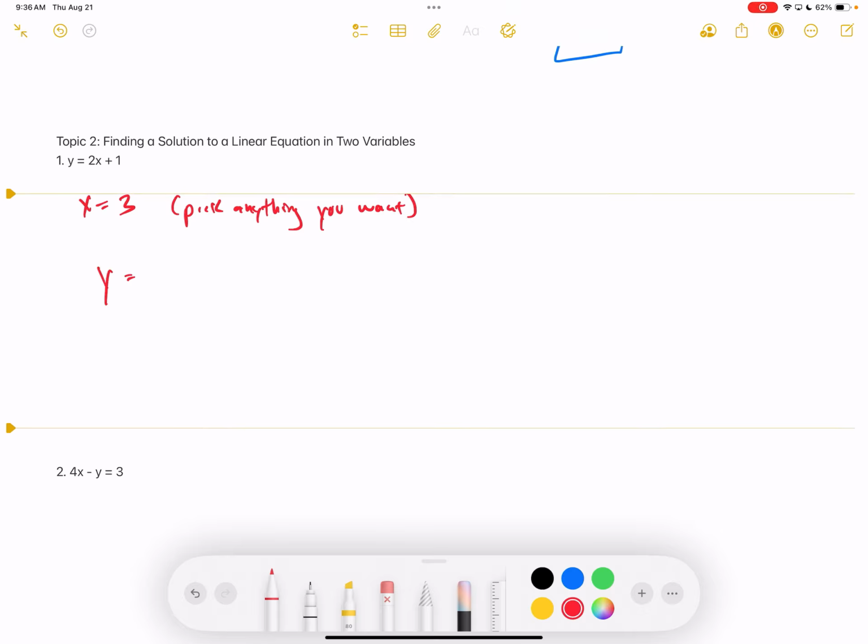So if I plug in 3 for my x, I get y equals 6 plus 1, y equals 7. So the point (3, 7) is on the line. So we figure out what the x is. The x locates and then it tells us what the y is. We just pick an x and it will tell us what our y is.